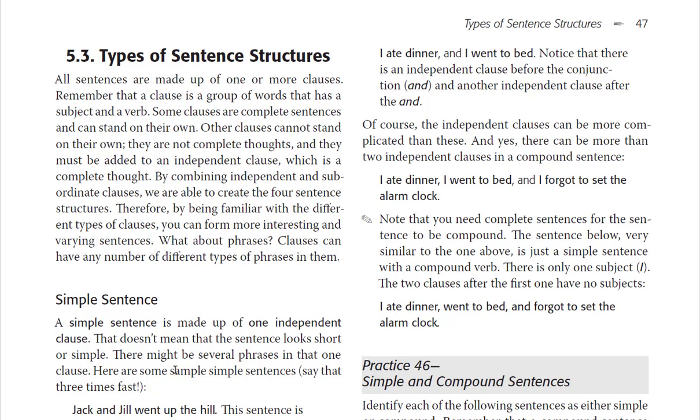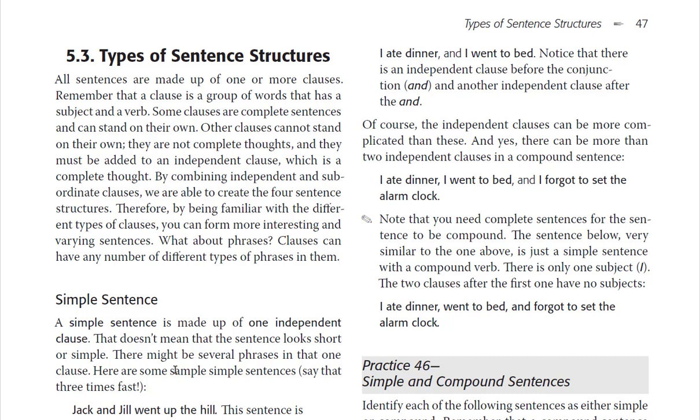Of course, the independent clauses can be more complicated than these. And yes, there can be more than 2 clauses in a compound sentence. I ate dinner, I went to bed, and I forgot to set the alarm clock. Note that you need complete sentences for the sentence to be compound. The sentence below, very similar to the one above, is just a simple sentence with a compound verb.